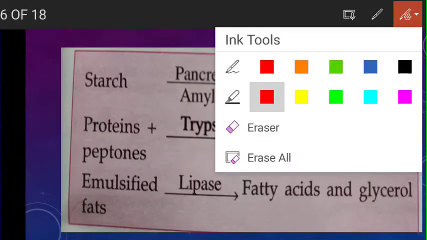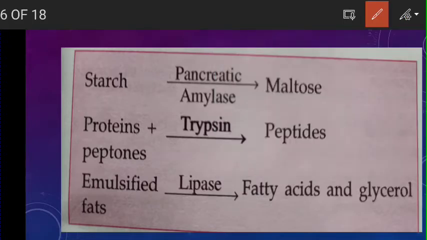So here is the equation. This is very important. So on starch, what? Pancreatic amylase acts and converts it into maltose. Then trypsin acts on proteins and peptones and converts them into peptides. Clear? And then lipase acts on emulsified fat and converts it into fatty acids and glycerol.